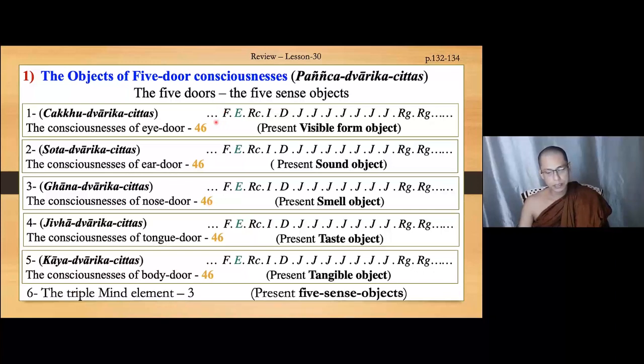And the triple mind element, the five-door adverting and the two types of receiving, when they arise, they arise just in the five-door process. We can say they take the five sense objects, but they cannot take five sense objects at the same time. They just follow the types of sense consciousness. So when they are in the eye-door process, they take visible form. When they are in the ear-door process, they take sound, etc. In this way, now we understand the consciousness and the objects related to them.